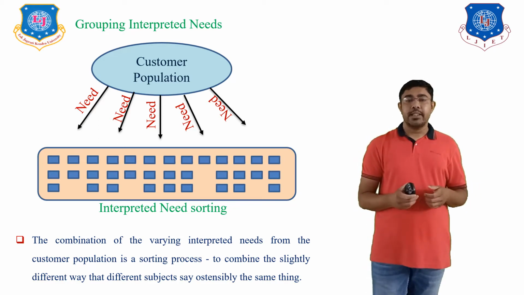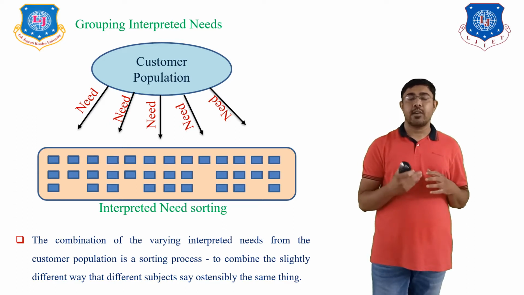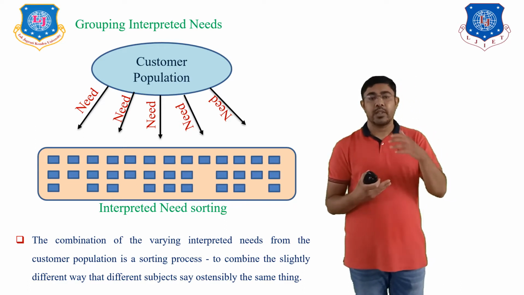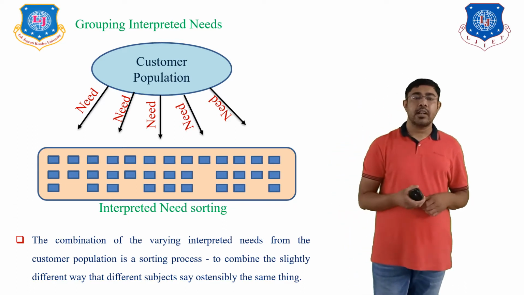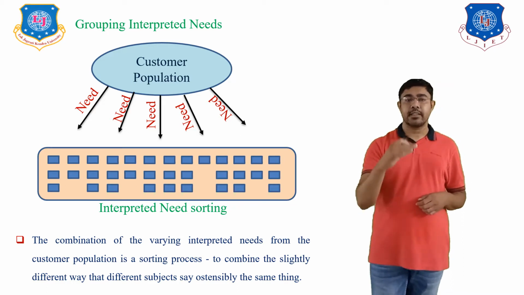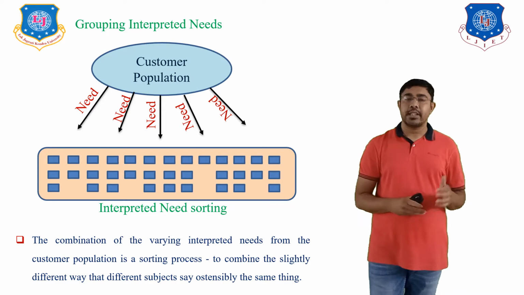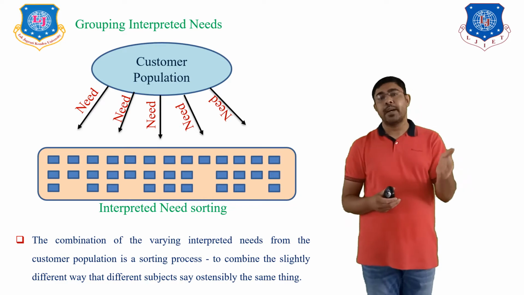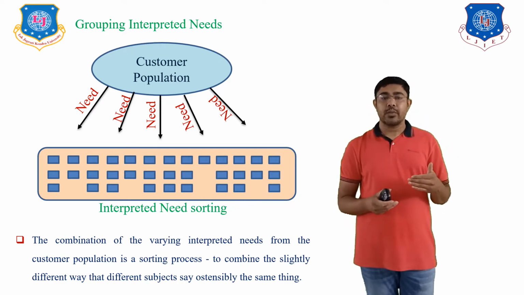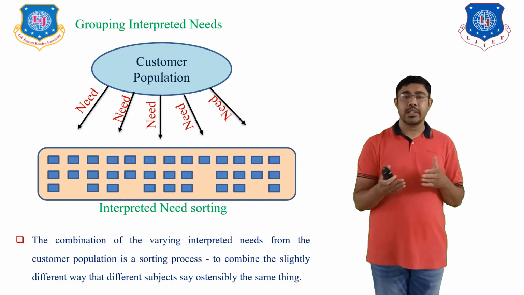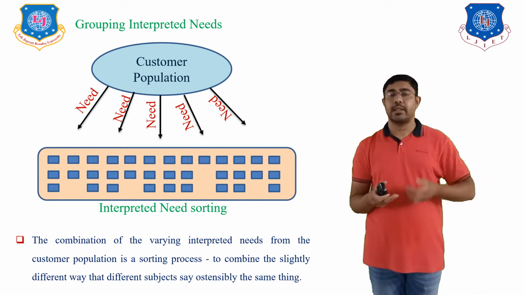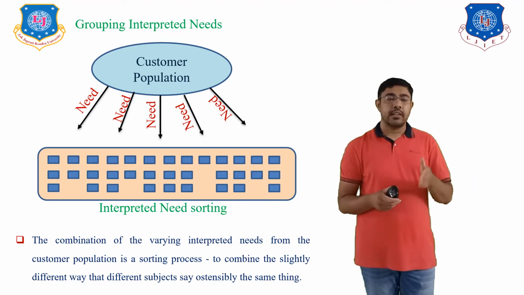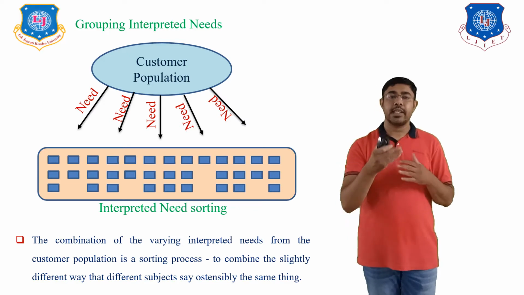Grouping interpreted needs is nothing but the combination of the varying interpreted needs which we get from the customer population. Here I show the varying needs in the figure. These are the varying interpreted needs which we get from the customer population, and we have to combine them into groupings or sortings by using the sorting process. In the figure below, I use diagrams which sort these varying interpreted needs.